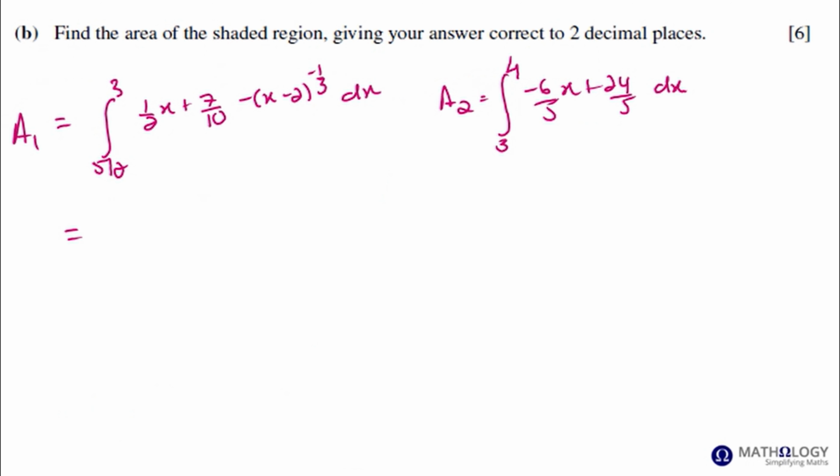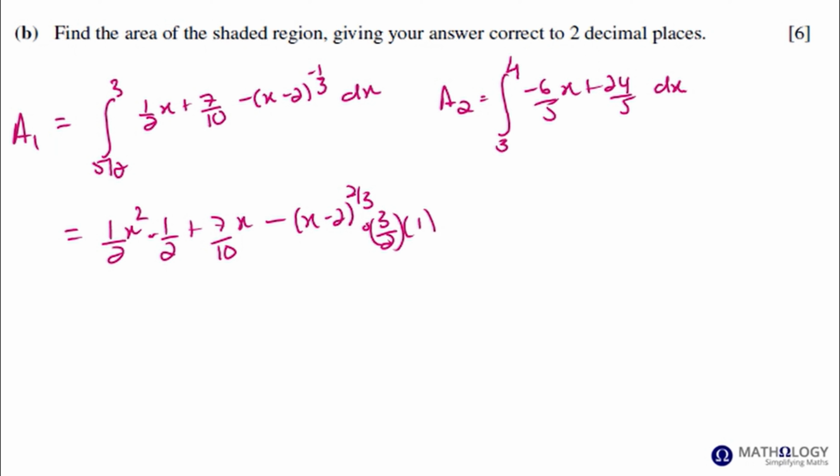Area 1 equals the integral of a half x is going to be a half x squared times a half plus 7 over 10x minus x minus 2 to the minus third plus 1 to the 2/3 divided by 2/3. We're multiplying by 3 over 2, and we multiply by the derivative of x minus 2, so we multiply by 1, which you don't have to write in. And this is evaluated between x equals 5 over 2 and 3.